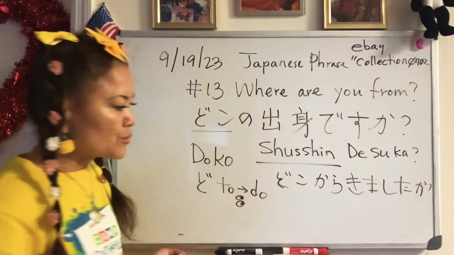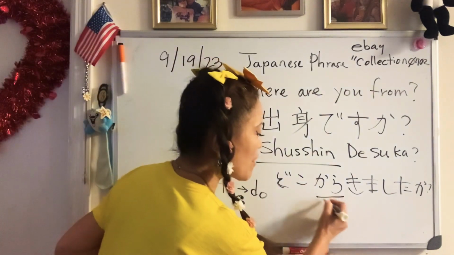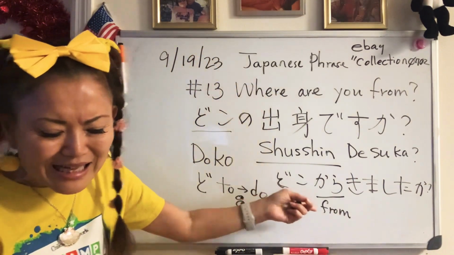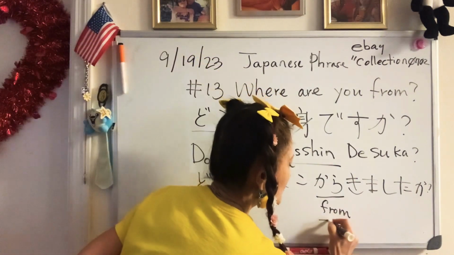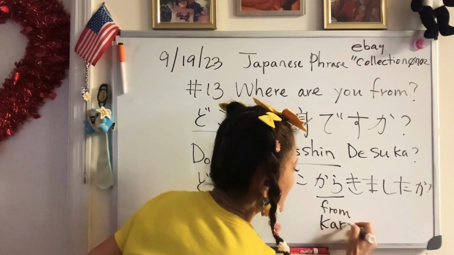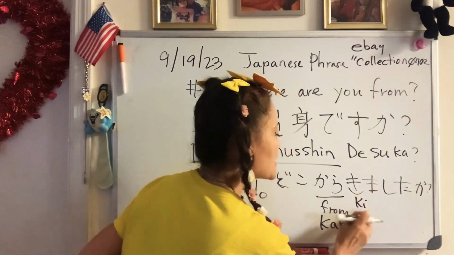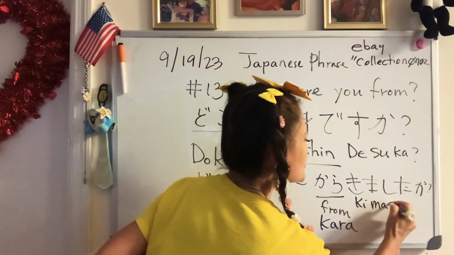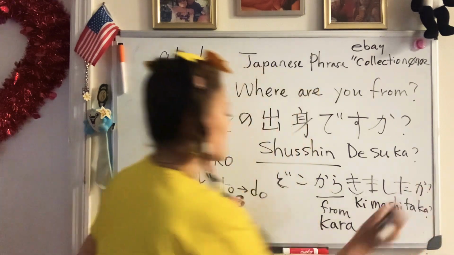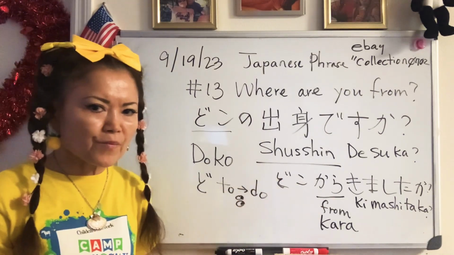Okay, so please remember this is doko kara. Kara actually means from. So doko kara. Kara. Let me write down the English, right? Kara. So please practice hiragana. Kimashita ka. Alright, so doko means where, kara means from.